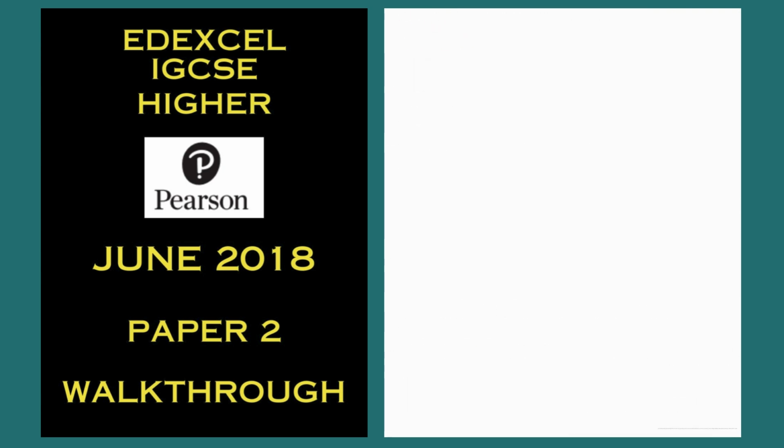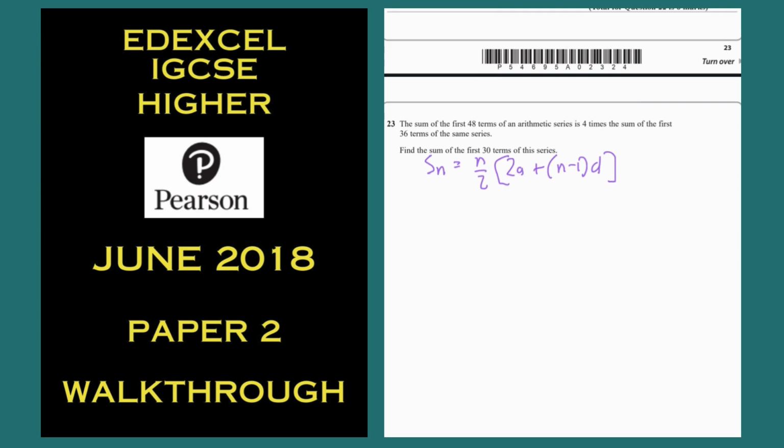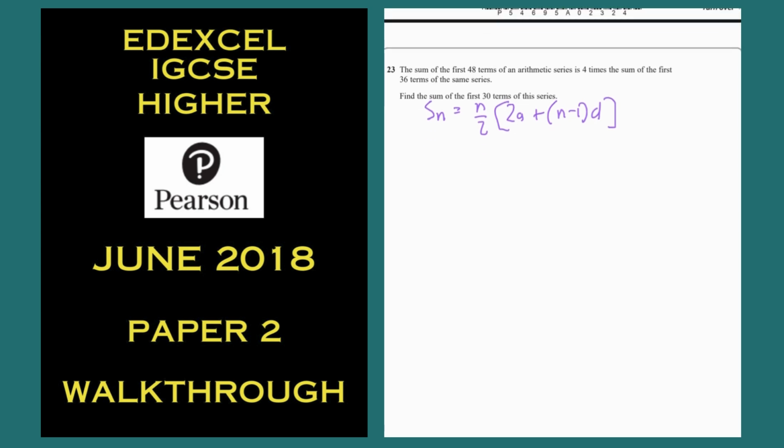On we go. So, final question. Again, flick back to the formula page. It does give you that the sum to n is n over 2, so that's the number of terms over 2 multiplied by 2 lots of the first term plus n minus 1 lots of the difference. Now, this is definitely one of those questions where it looks like you don't have enough numbers, but I would say crack on regardless. So let's not worry about the question. Let's worry about the top line first, the top sentence.